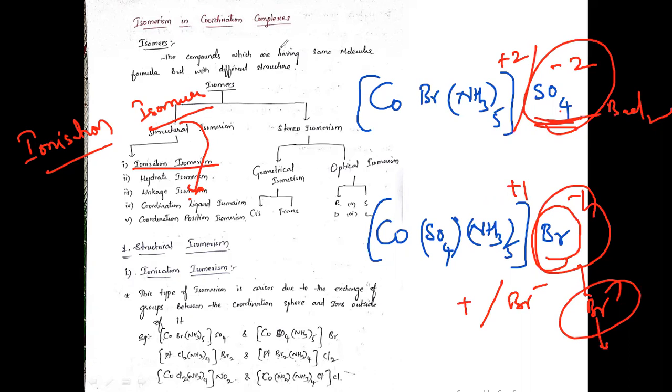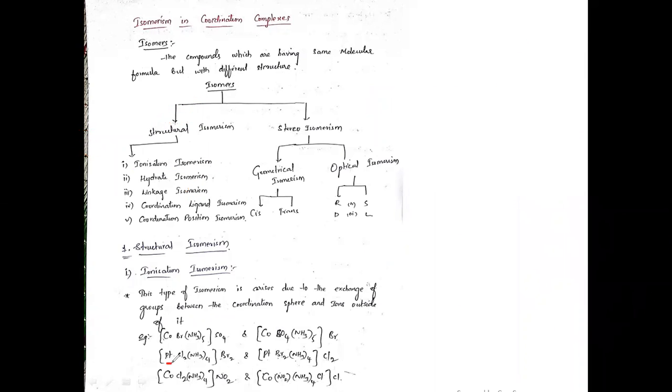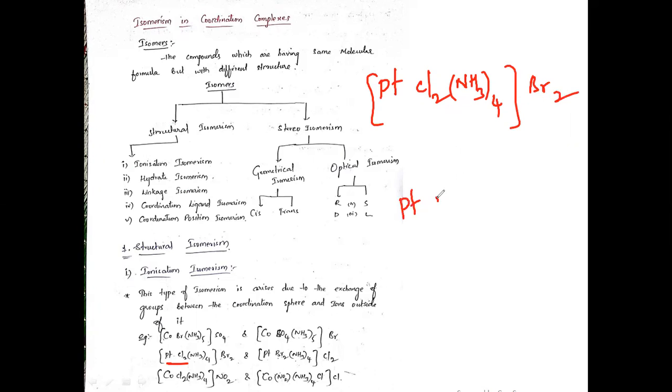You can take many such examples. You can take this example. So see here, there is a platinum, with two chlorines and four ammonias. You can write it like this, Br2. And I will write simply like this: Br2 here, and I will write NH3 taken 4.